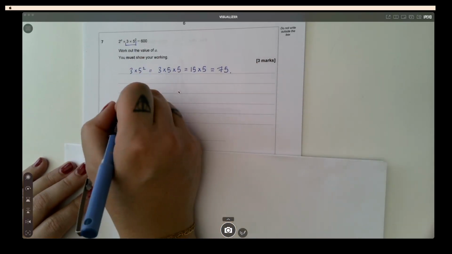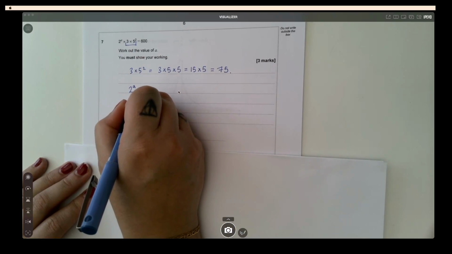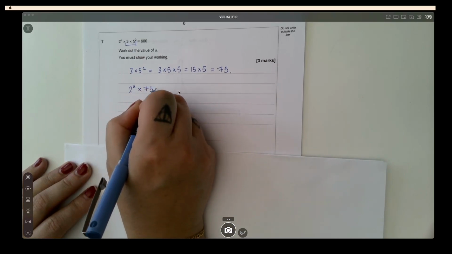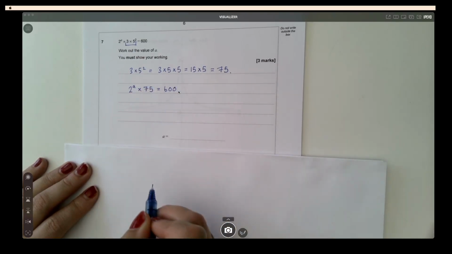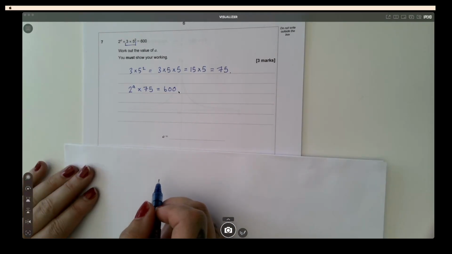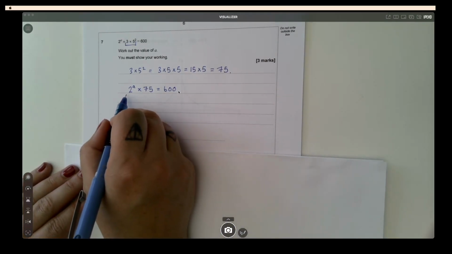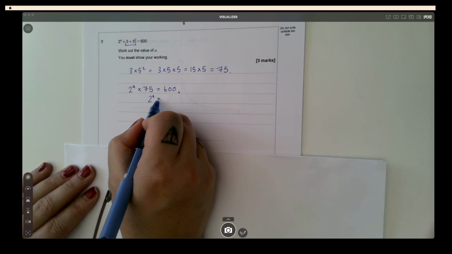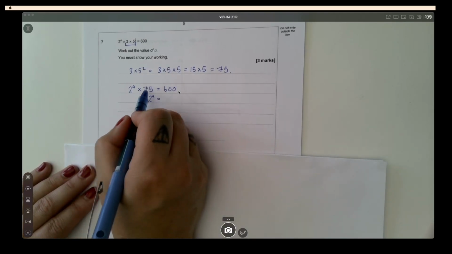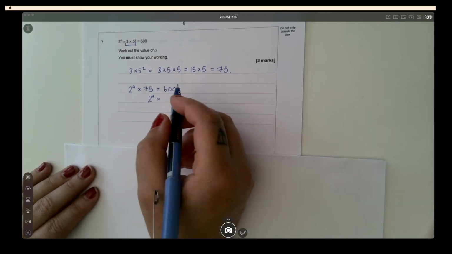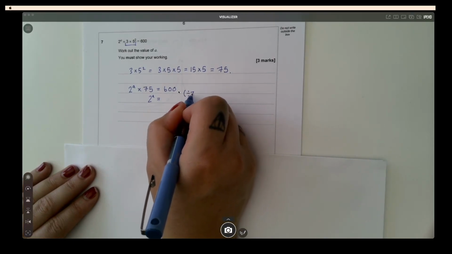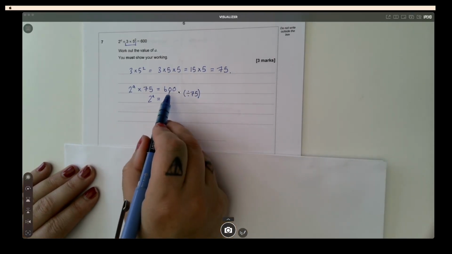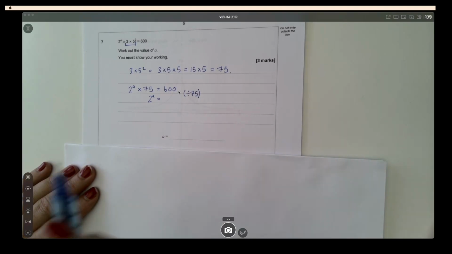So if I substitute that in, I have 2 to the power of a multiplied by 75 gives me 600. So by using inverse operations now, I can find out what that 2 to the power of a must be equivalent to. So the inverse of multiplying by 75 would be to divide by 75. So I'm doing 600 divided by 75.